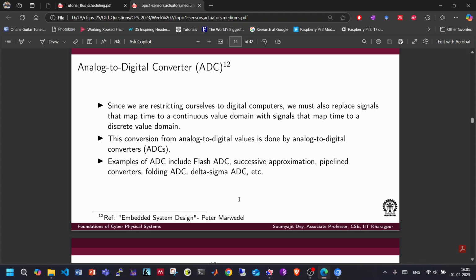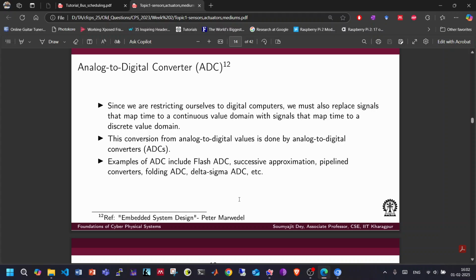Discrete time frame is what we do computation in, and continuous time frame is what physical phenomena occur in. When we need to convert between these two, for conversion we use ADC or DAC. So whenever there is a physical phenomenon, when we need to measure that and make sense out of it, we use an analog to digital converter.